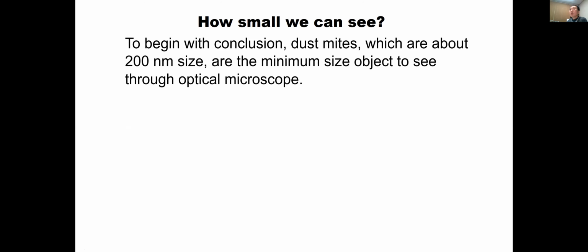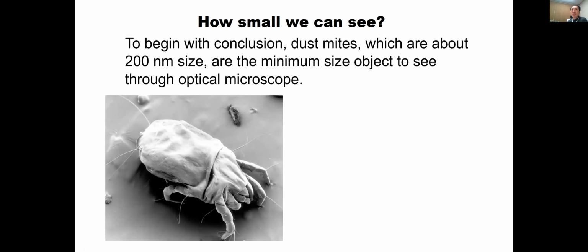So here, one of you left a comment, and I felt it was a little strange. To begin with the conclusion, it was a very strong comment, and it said dust mites, which are about 200 nanometer size, are the minimum size we can see. I thought it was a little strange and I looked up some images. So these are the images of the dust mite. By the way, this is not an optical image. This is a scanning electron microscope image, okay?